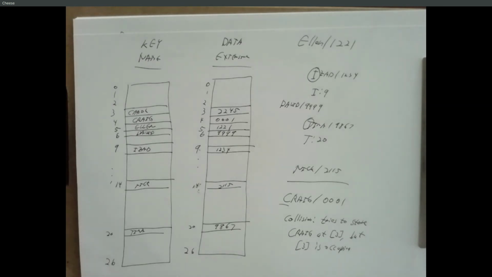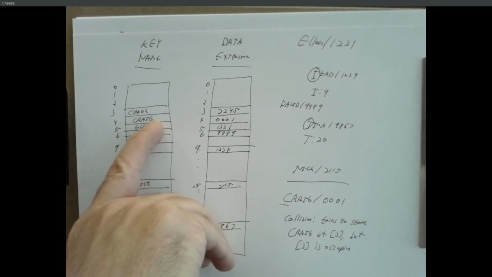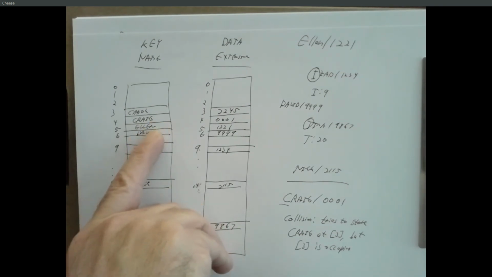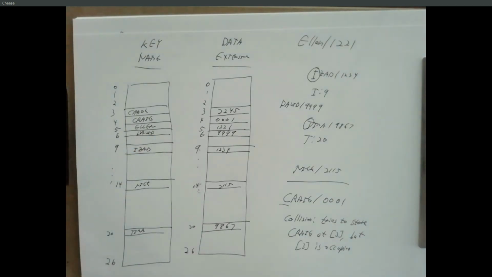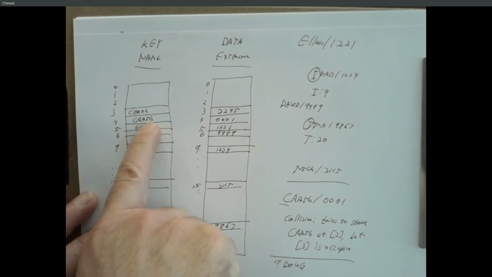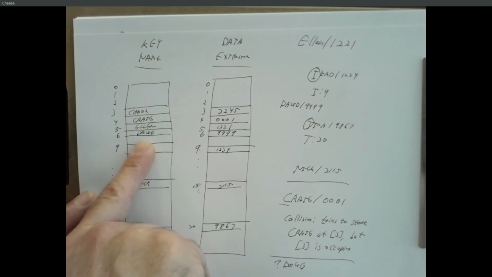So if you want to find David's extension, take their name, D, go to location 4. That's not David. Check the next location. That's not David. Check the next location. There's David. Now suppose you want to know what is Doug's extension. Same thing. Doug is a 4. That's not Doug, go to the next. That's not Doug, go to the next. That's not Doug, go to the next. That's empty. We're done. Doug's not in the table. Got the idea? Yes? Good.